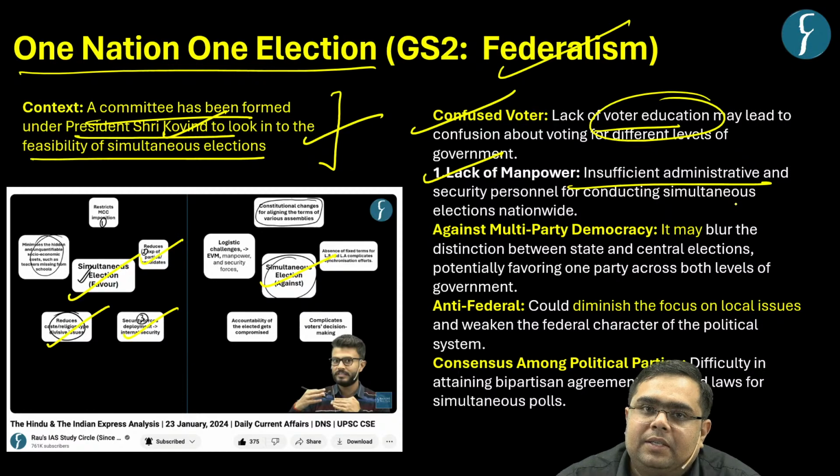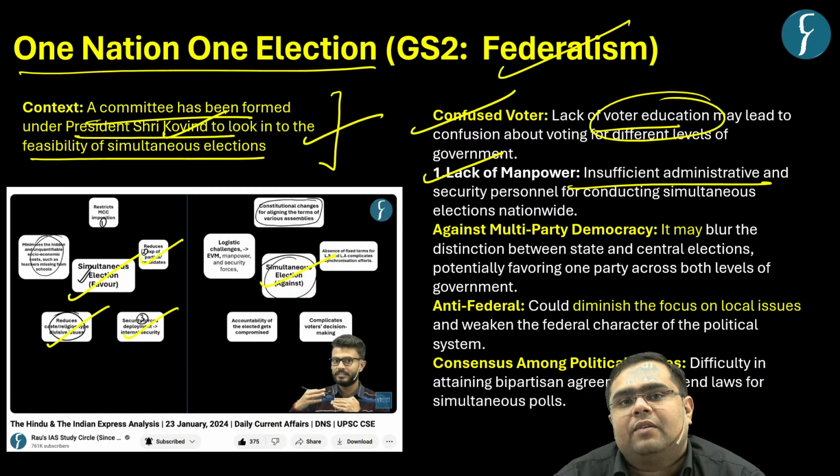Then there can be issues with respect to manpower. Again, the ECI is a constitutional body, but unlike the CAG, which has its dedicated cadre, the ECI does not have a dedicated cadre, and it is dependent on the state machinery for the free and fair conduct of elections, and these are assisted again by the paramilitary forces.